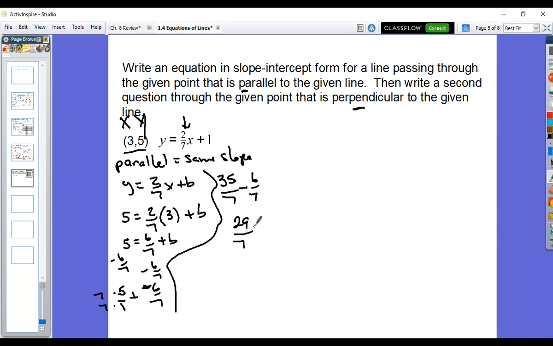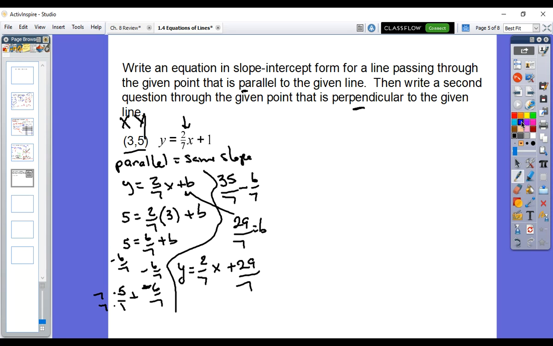We simplify that, we end up getting 29 over 7. That equals our b. So we substitute this value back in here, and our equation will be in the form of y equals 2 over 7x plus 29 over 7. It's okay to have multiple fractions over here. Nothing wrong with that. As long as we have isolated y, then our equation is set. But that's part one. The next one's saying, hey, I want you to do perpendicular.